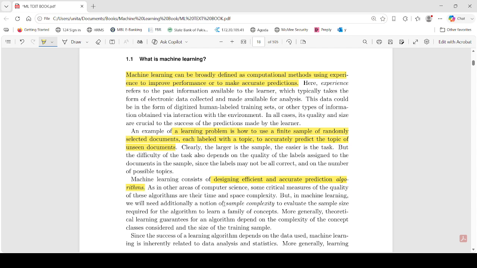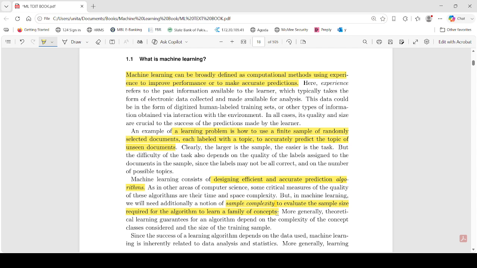Because a sample consists of the inputs and outputs that we give to the algorithm in order to make predictions over unseen data, sample complexity also matters. It is used to evaluate the sample size required for the algorithm to learn a family of concepts. This is a very important point: how will you know what the sample size should be for the specific family of concepts that the algorithm will learn? What sample size do we need to give the algorithm?